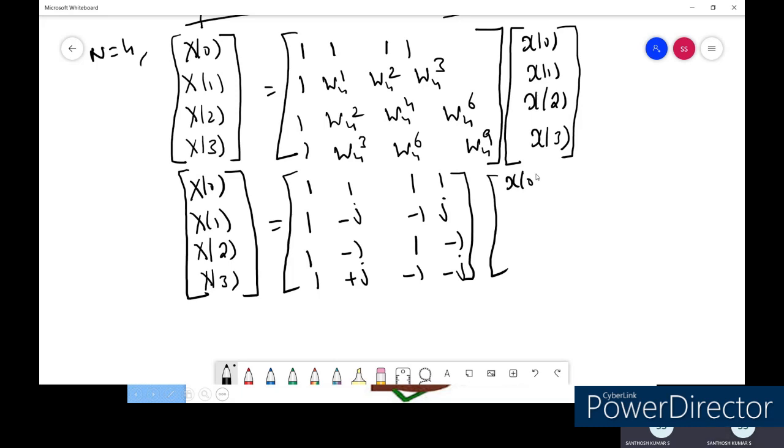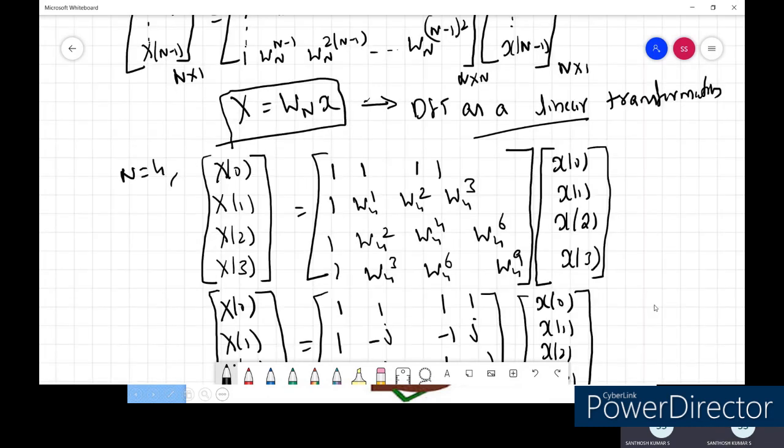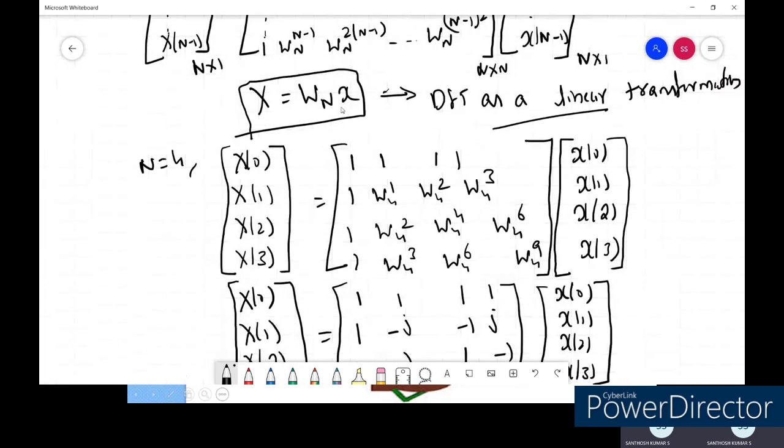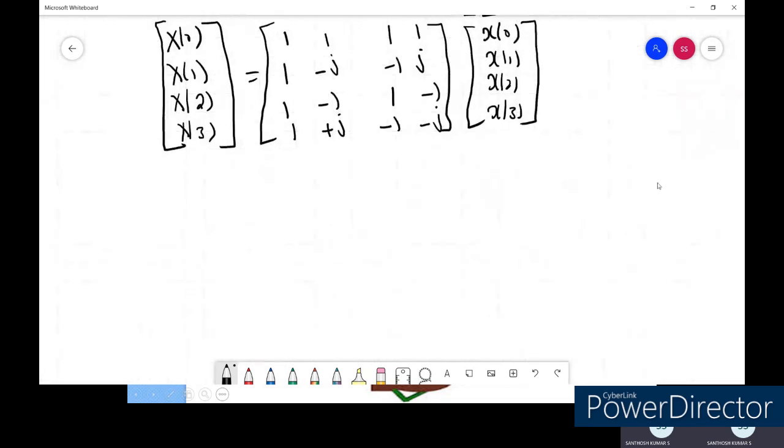So this is how we can express the DFT as a linear transformation, so that we can use this to find the DFT by using the matrix method. Similarly, we can use the matrix method for finding the IDFT of the given sequence. For this equation, we can multiply omega n inverse on both sides, and we can call this the matrix method to find the IDFT.